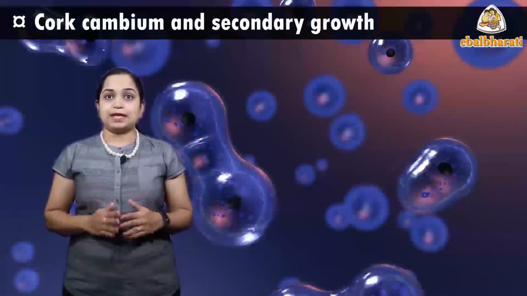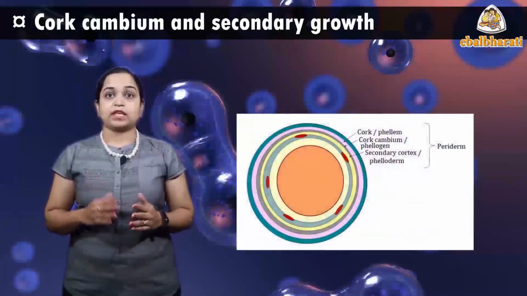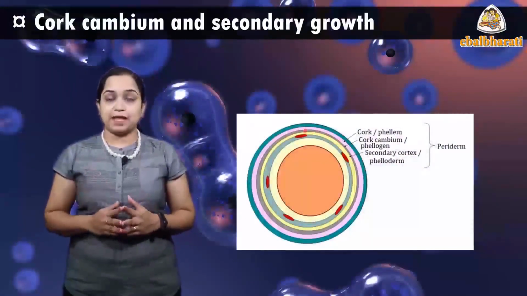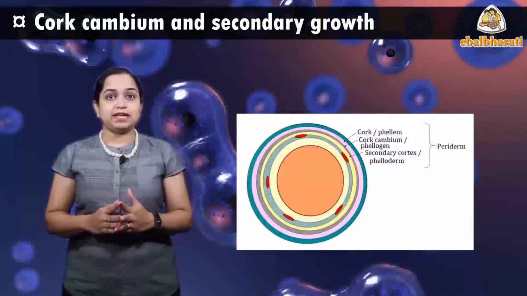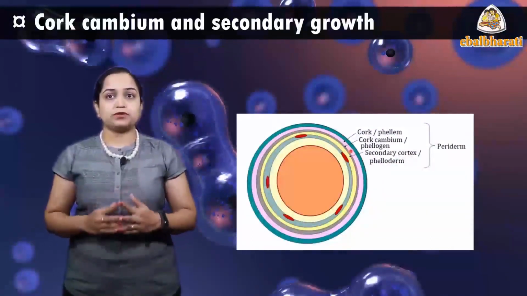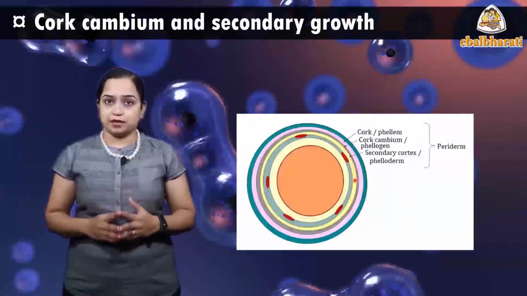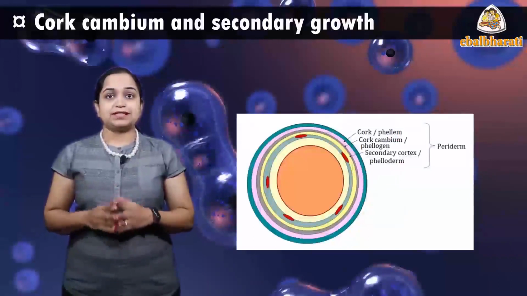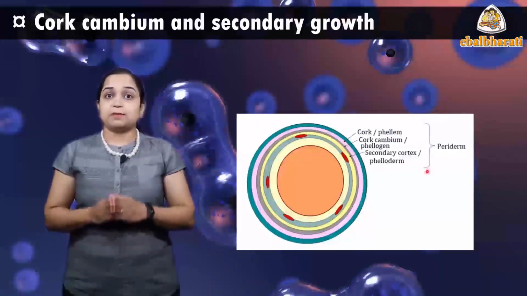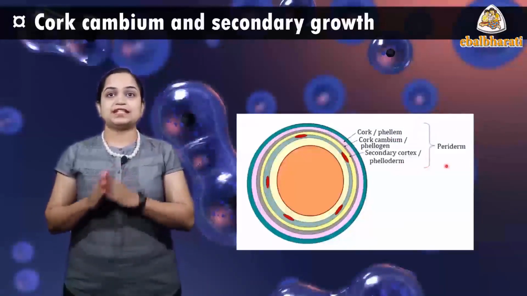Cork cambium and secondary growth. Increase in diameter of stem by secondary growth is mainly due to the activity of vascular cambium, present at the outer cortical layer. When epidermis gets ruptured, it becomes necessary to replace these cells by new cells.